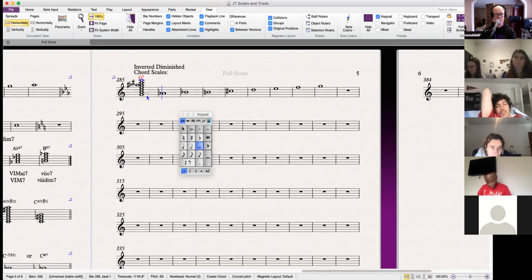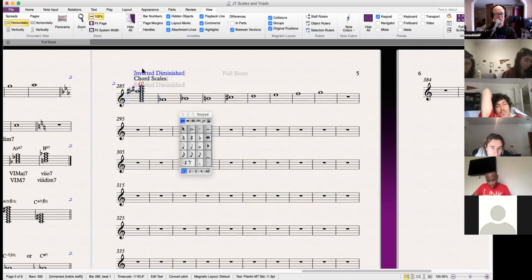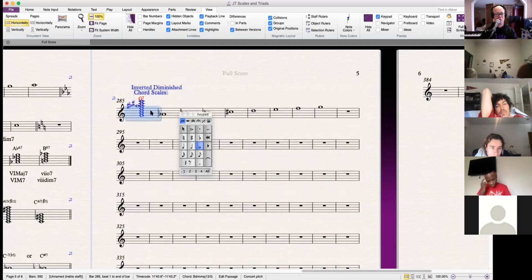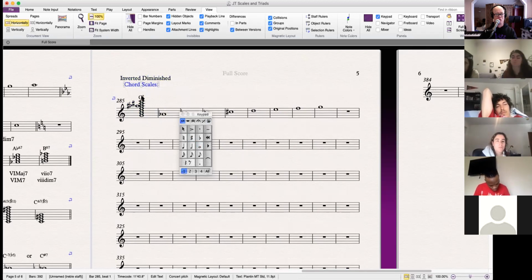Okay. So this is a big chord. This is like a kitchen sink chord we talked about yesterday. G7 or G13. Sharp 11, sharp 9, flat 9.